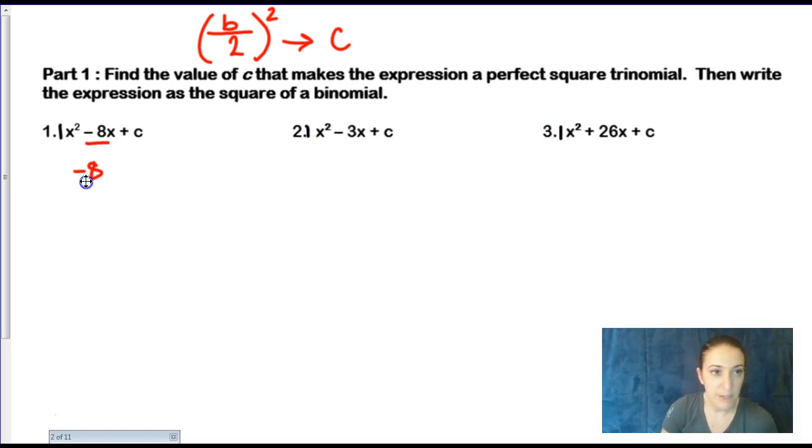So back to the formula. You take the b term, which is -8. You're going to cut it in half, and then we're going to square that value. So -4 squared is a positive 16. And that is what we're going to use in place of the c.